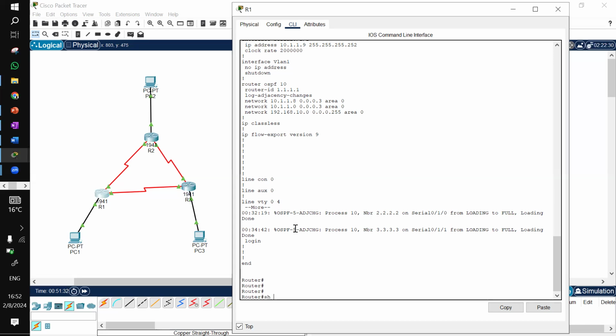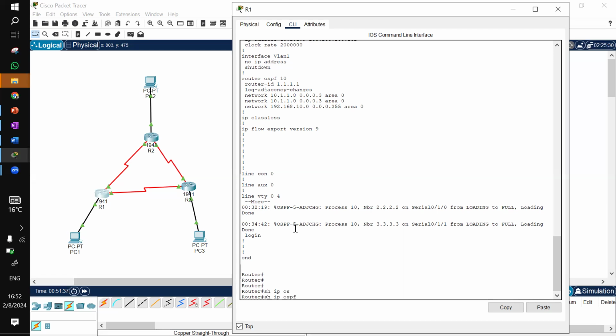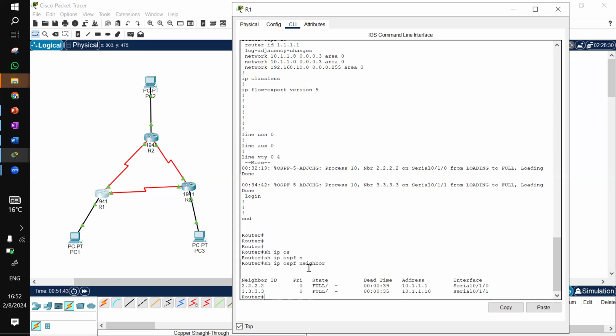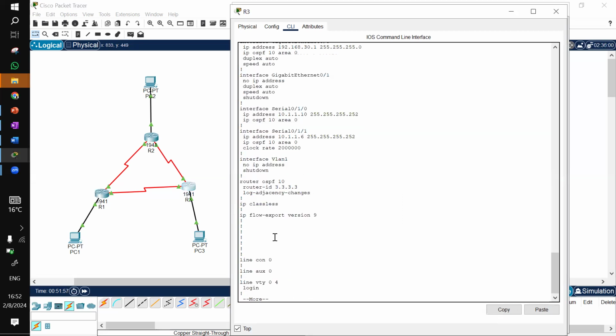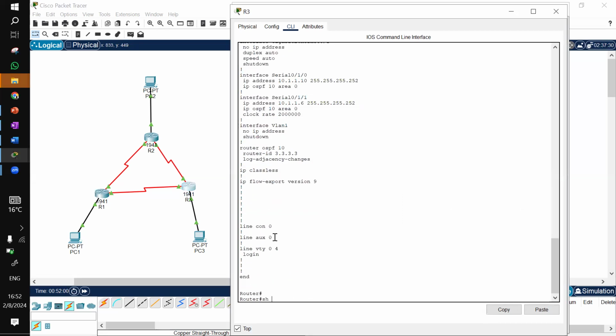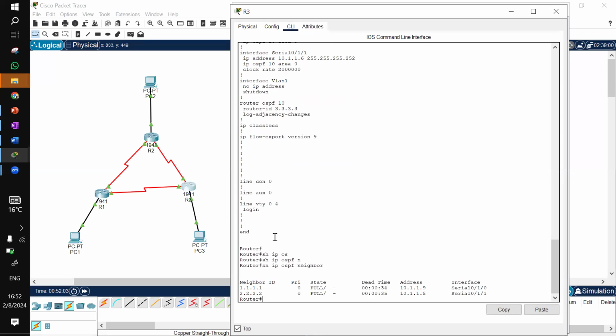If I go to R1 and I go show ip ospf neighbor. Right, what do I have? I have 2.2.2.2 and 3.3.3.3. We know that is router 2 and router 3. And those are my neighbors if I'm R1. So we can see R1 is configured properly. If I do the same thing on R3, show ip ospf neighbor. The neighbors for R3 are router 1 and router 2. And I can see that from the neighbor ID here, right?